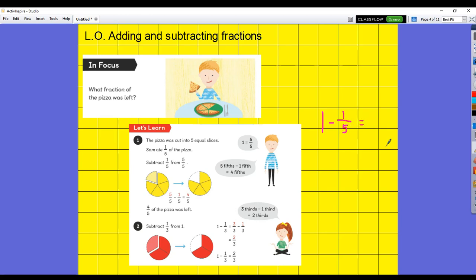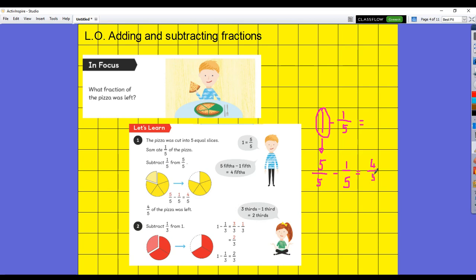However, you might look at this and go, how do I work that out? Well, it's easy, because we need to change this 1 into a fraction. If we know there were 5 equal slices altogether, that means there were 5 slices and there are 5 altogether. We haven't eaten any yet, have we? Okay? So it becomes 5/5 take away 1/5. That is exactly the same equation. So 4/5 of the pizza was left.